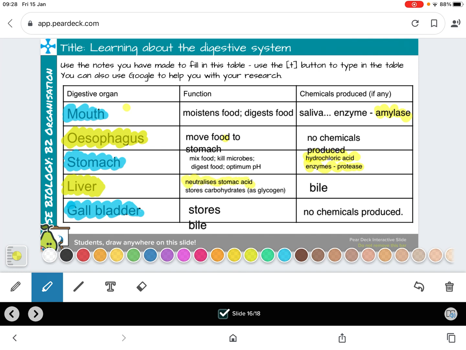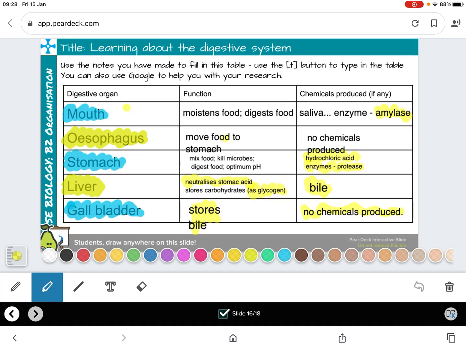Okay, and also the liver is a storage organ. So when all this extra glucose has been made by breaking down the starch, some of it will be converted and stored in the liver. And to help in the digestion process, the liver is the site of bile production. The gallbladder comes next. This stores the bile until it's needed, but it doesn't produce any chemicals of its own.